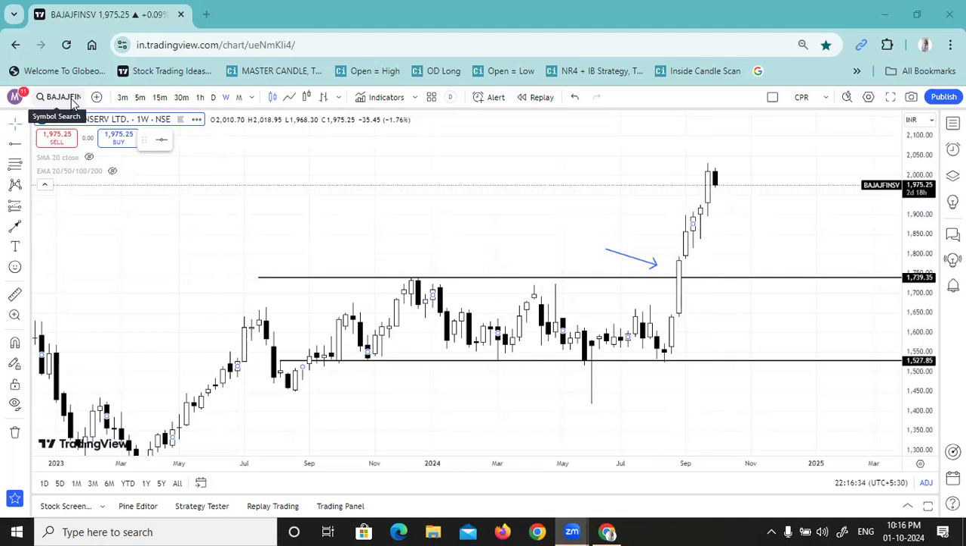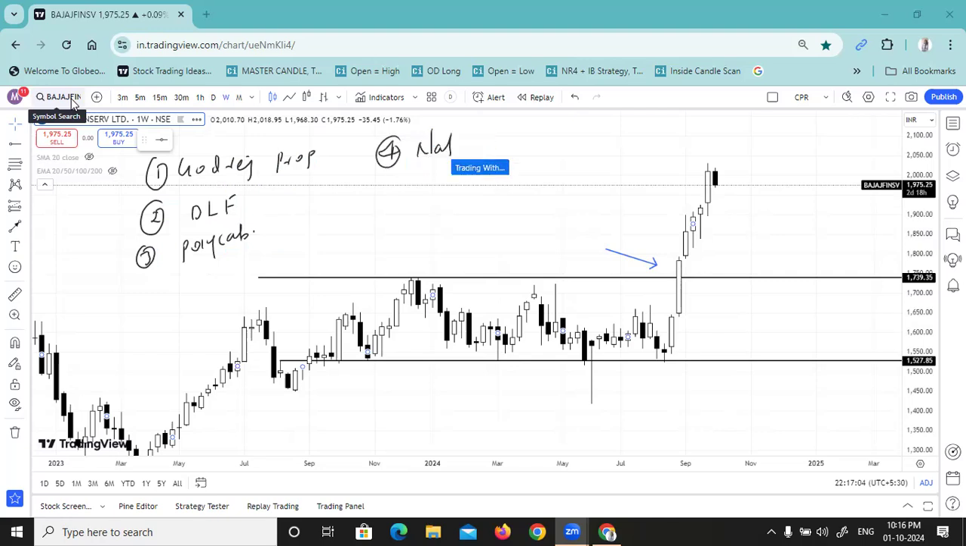Okay, now I will give you 2 to 3 stocks to practice. Okay, and then maybe you can try this at your home when you get time, and we will discuss all 3 stocks tomorrow. First I want you to find out support and resistance in Godrej Properties. Number 2, DLF. Number 3, Polycab. Number 4, National Aluminum.